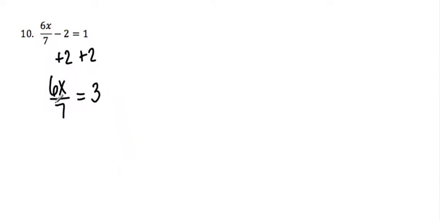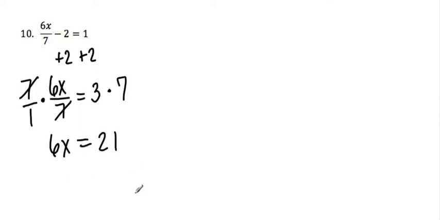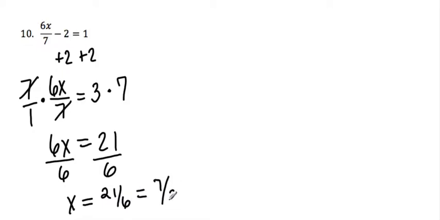Now, to do this problem, I would get rid of this 7 next. So I would multiply this side by 7, and multiply this side by 7. What happens there is if I put that over 1, that 7 crosses with that 7, and I'm left with 6x equals 21. Now to get x all by itself, I divide by 6. So x would equal 21/6, which is equivalent to 7 over 2, since they both reduce by 3.